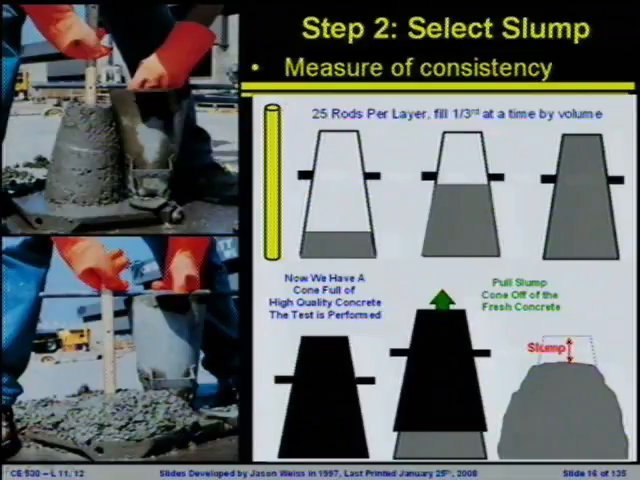We're going to take a very expensive metal cone. We are going to put 3 layers of concrete into that metal cone using a very specific size rod that is specified by ASTM. We will smack the concrete 25 times per layer, a third of a layer at a time by volume, until we fill the entire cone. Once the entire cone is full, you will slowly pull the slump cone straight up off of the fresh concrete, and you will measure the amount that the concrete sinks.